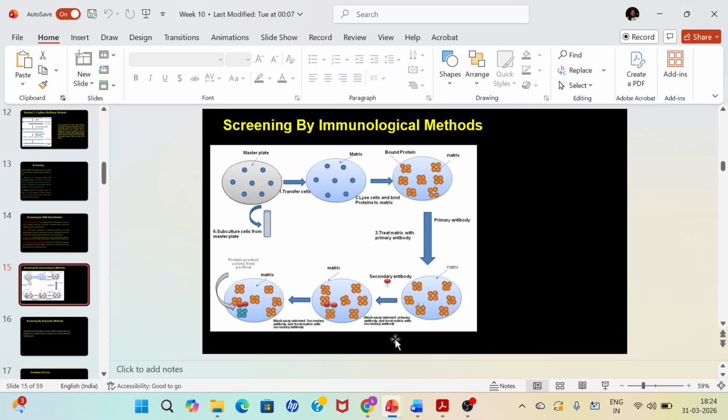Okay, now if we have to do screening by the immunological method, in that case again we have to make a master plate. Then the cells will be lysed and the protein bound to the matrix. If we lyse the cells, the protein content will bind to the matrix on which the cells were transferred. Then the primary antibody will be used and the secondary antibody will be used. The secondary antibody will have something for detection, and then the protein will be detected. So this is how the immunological method works, because here antibodies are involved.